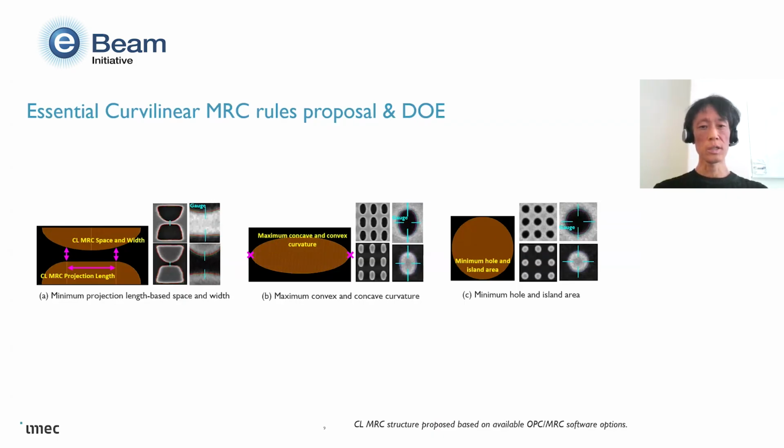This slide proposes several essential curvilinear mask rule concepts. First, projection length-based width and spacing definitions are introduced to evaluate the local geometric constraint along the curved contours. Second, the maximum convex and concave curvature limits are defined to ensure the manufacturability of the curvilinear masks. Third, minimum hole and island area constraints are added to prevent unstable mask features. Together, these rules provide a foundation for the practical curvilinear mask verification and manufacturing.